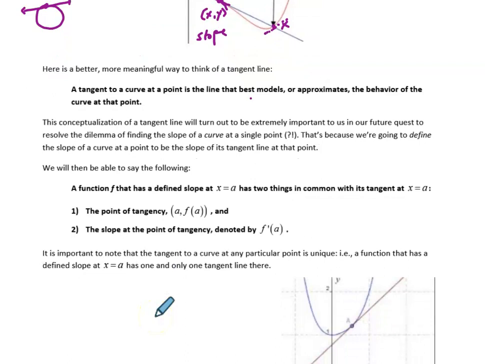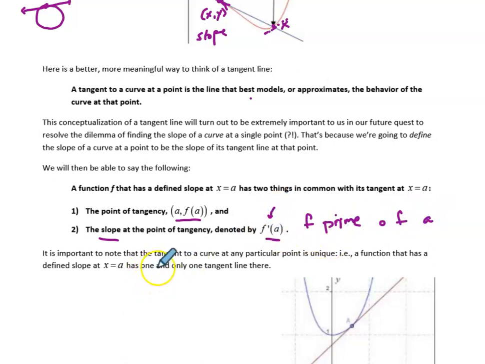A function f that has a defined slope at some x value has two things in common with its tangent line at that same x value. First, it shares the point of tangency, and second, it shares the slope at the point of tangency, and we denote this as the derivative of f at a, which we say in shorthand as f prime of a. So the derivative is denoted by this prime right here.